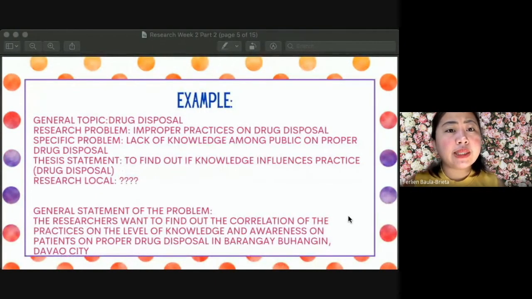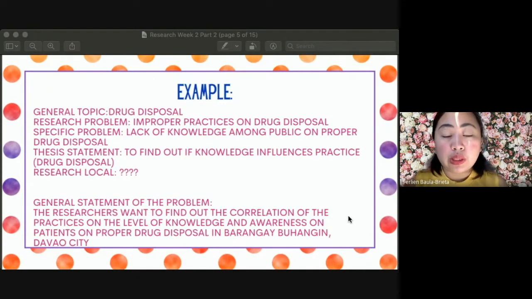Now, this is an example about a study on drug disposal. So that's the general topic. I will present to you how you would do the statement of the problem and how you would do the review of related literature on this. First, you will choose a general topic on drug disposal. If you look at reliable sources, you will type drug disposal, and you will be given a lot of results on this.